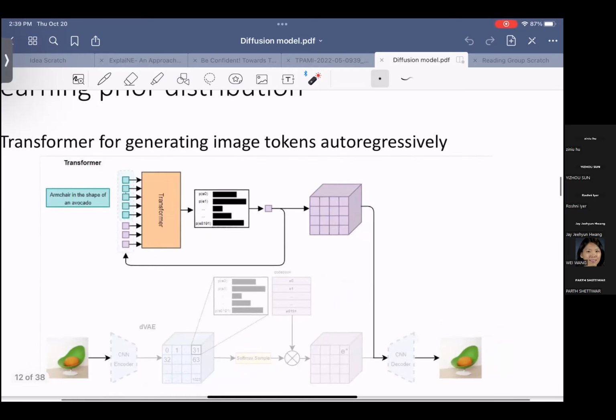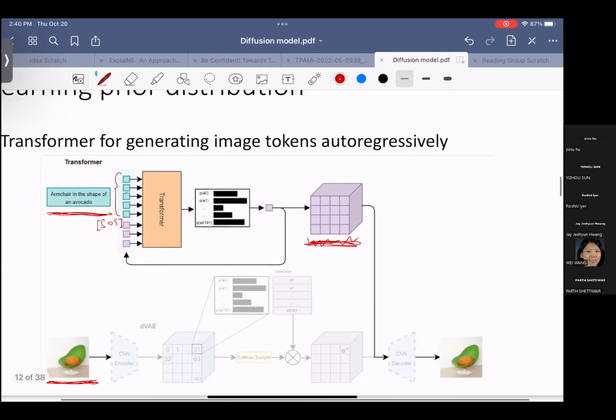So what they are doing is something like this. Let me draw it here. First of all, this will be your input, the text, and this will also be your input, the image of the avocado chair, right? So you get a pair of a text caption and the actual image, and you already have your DVAE trained. So you get this image embedding from your DVAE, because you have it trained. Then you encode your text to get the text embeddings. And then you put a start of sentence token here, and you use the transformer to do autoregressive prediction.